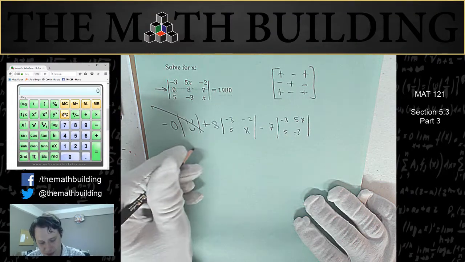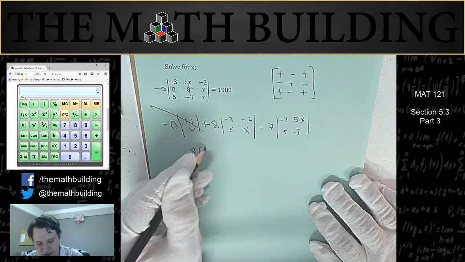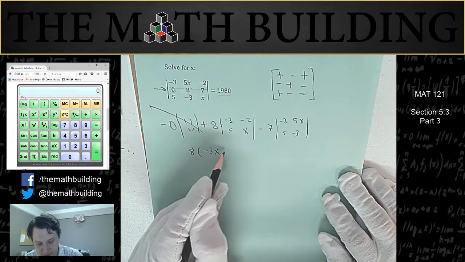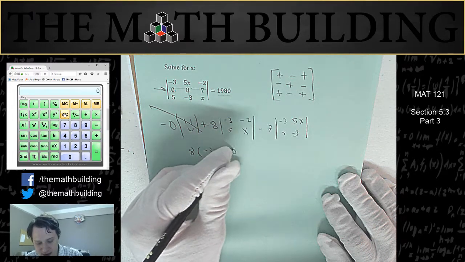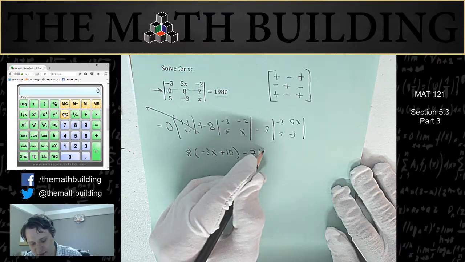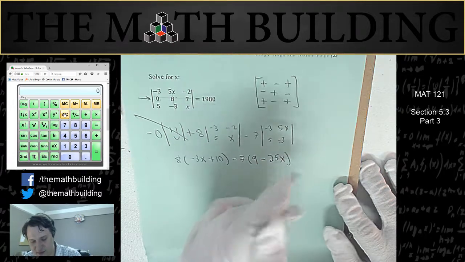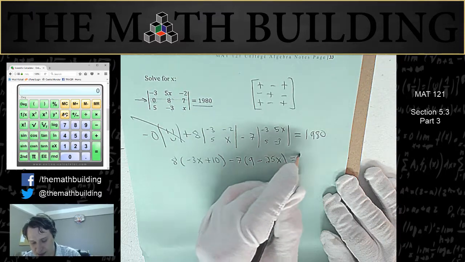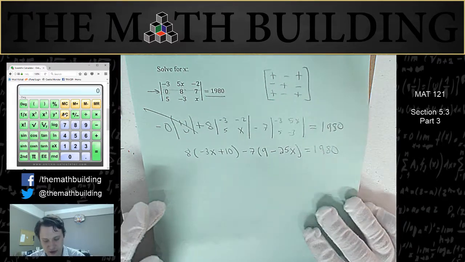That goes away. This will be 8 times, now be careful here, it's this times this, which would be negative 3x, minus 5 times negative 2, which is negative 10. So it'll be minus negative 10, which is plus 10. Minus 7 times negative 3 times negative 3 is 9. Minus that times that is 25x. And by the way, remember, this is equal to 1980. And that's why we're going to be able to solve for x. Okay? So now we just need to solve this equation.